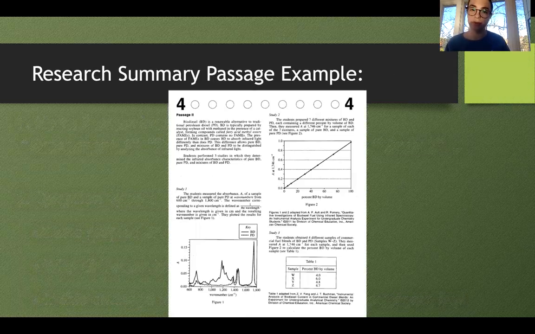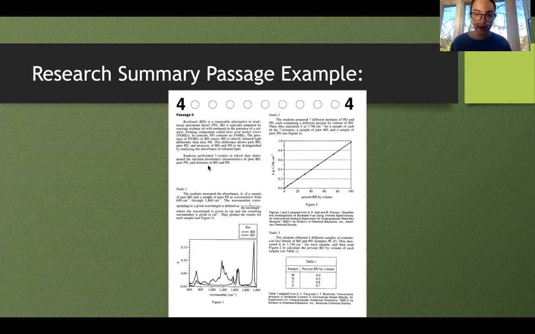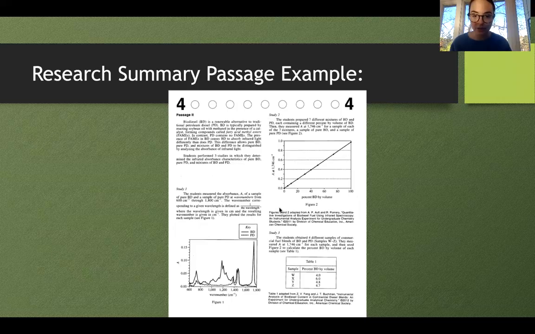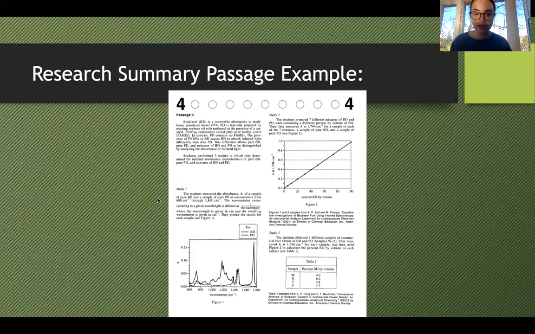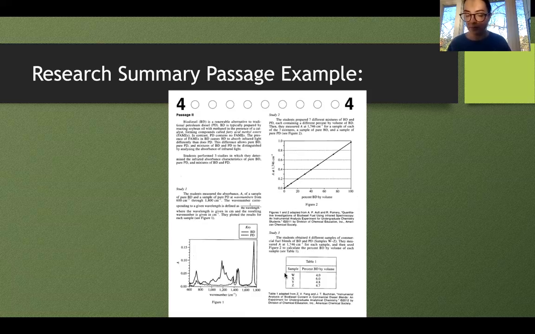This is what one of those research summary passages will look like. So you can see usually there's an introductory paragraph, and then we see titles, study 1, study 2, study 3. And for each study, it has a short description of what they did and maybe some data. So here we've got a short description and a graph, short description and a line graph, and then lastly for study 3, short description and a table. Okay.